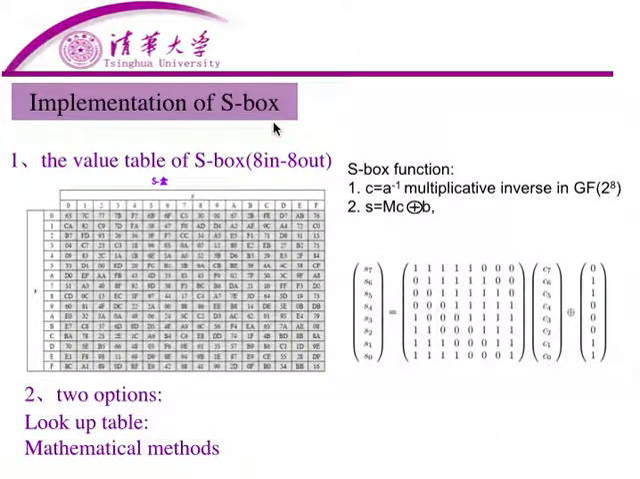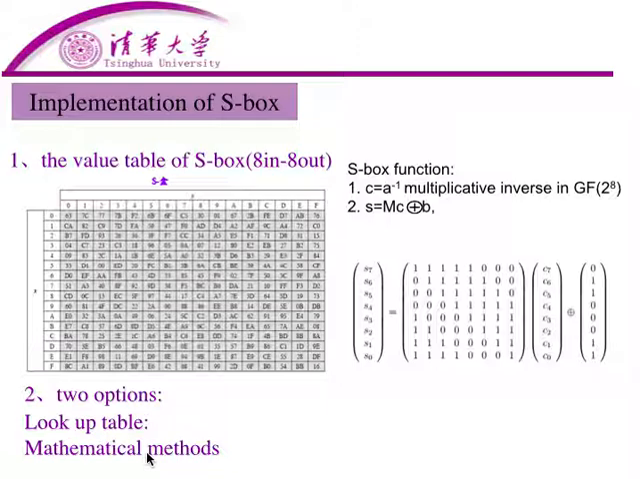First, let's talk about the implementation of the S-box. You can see in the value table of the S-box, the input-output relationship is complicated. Normally, there are two ways to implement this S-box. One is to use a lookup table. That is just to give all the possibilities for input and output.